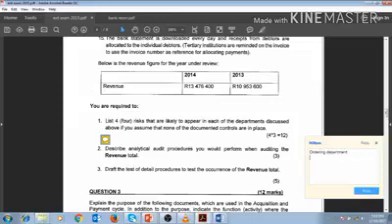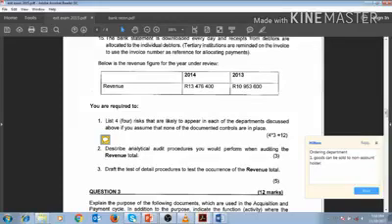Number 1, goods can be sold to a non-account holder. We know that one. Goods can be sold to a non-account holder.